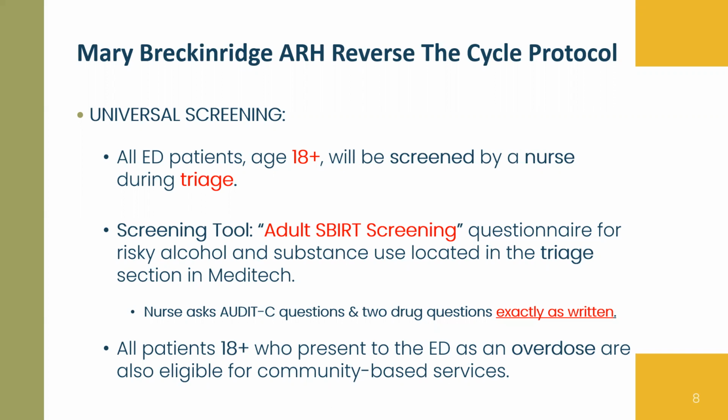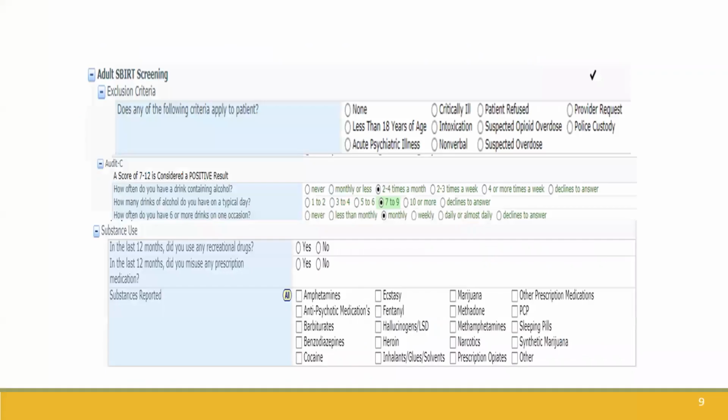If a patient scores a 7 or greater on the Audit C, which is the tool to determine risky alcohol use, and/or answers yes to either of the two drug questions asking about a patient's prescription or illicit drug use, they will be considered a positive screen. There are also what we call exclusion criteria that result in a positive screen as well, which I will share with you on the next slide.